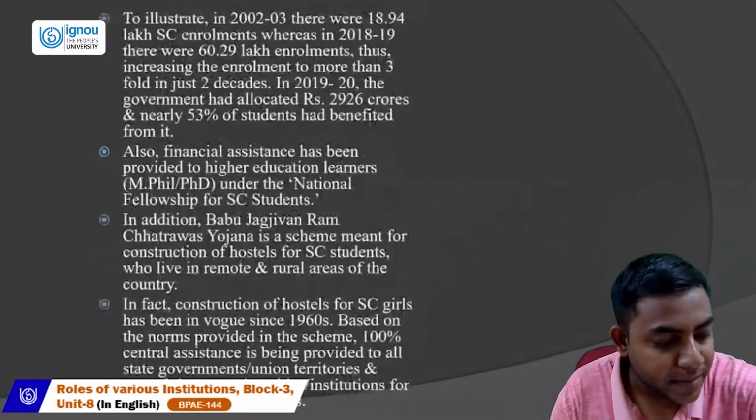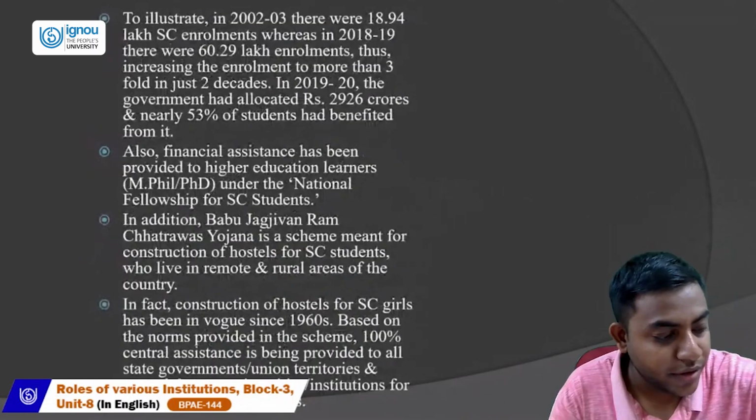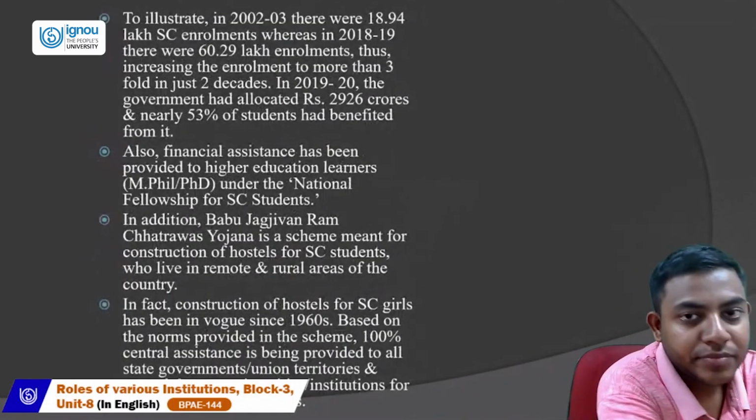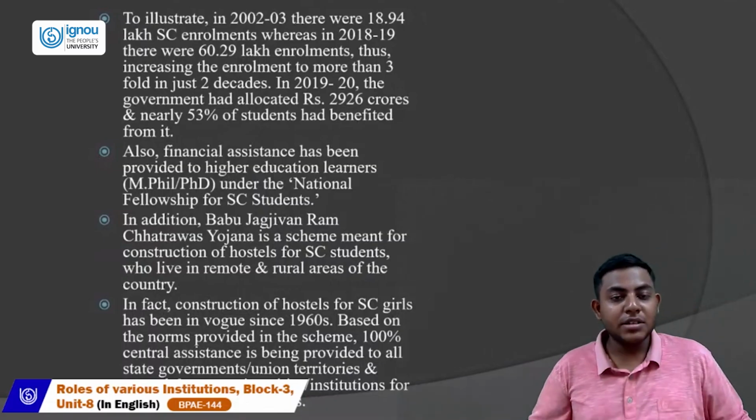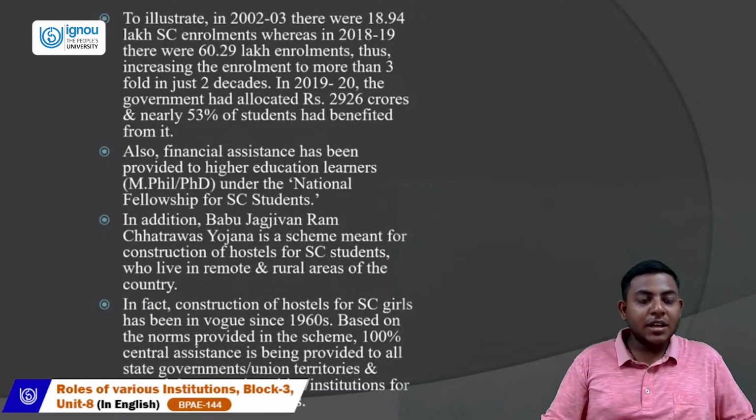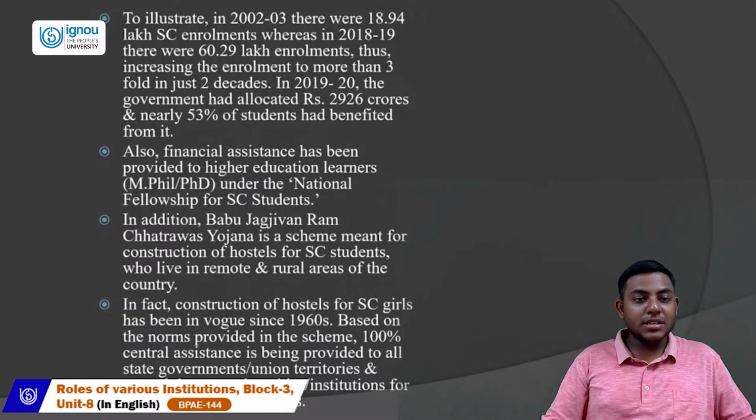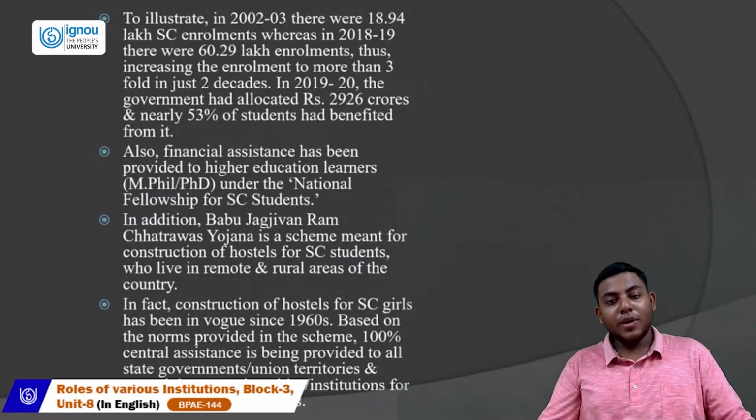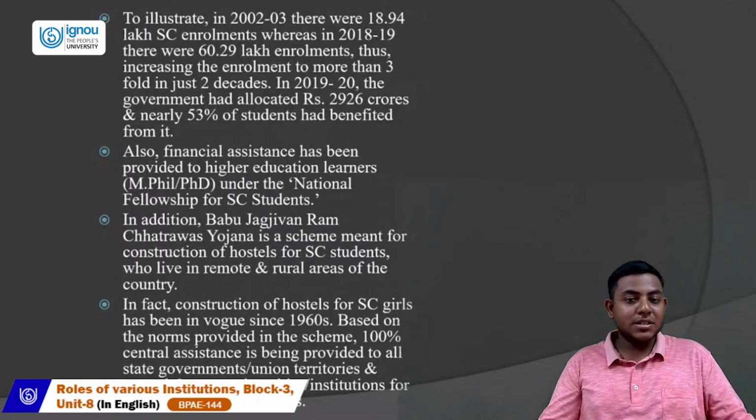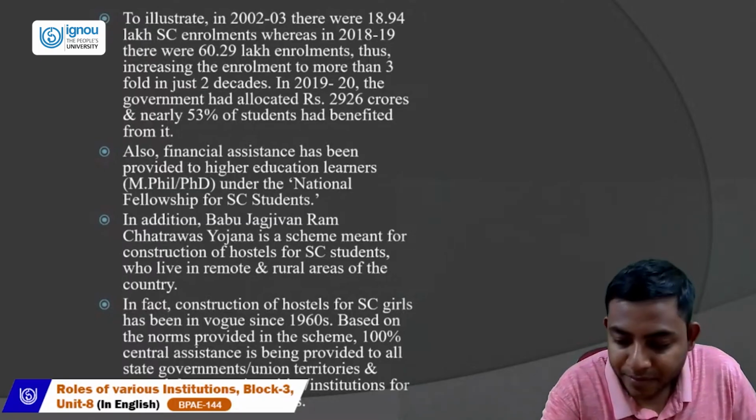To illustrate, in 2002-2003, there were 18.94 lakh scheduled caste enrollments, whereas in 2018-19, there were 60.29 lakh enrollments, thus increasing the enrollment to more than threefold in just 2 decades. In 2019-20, the government had allocated rupees 2,926 crores and nearly 53% of students had benefited from it.